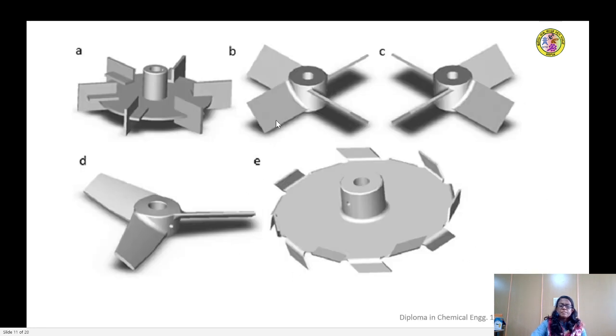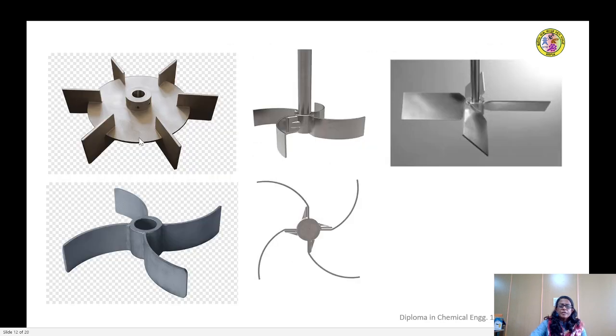These are the real pictures of some of the turbine impellers. This is a disc bladed turbine, and these are the pitch bladed turbines. Once again, a picture of a disc bladed turbine, and this is a curved bladed turbine. The various views of a curved bladed turbine, and of course this is the pitch bladed turbine.